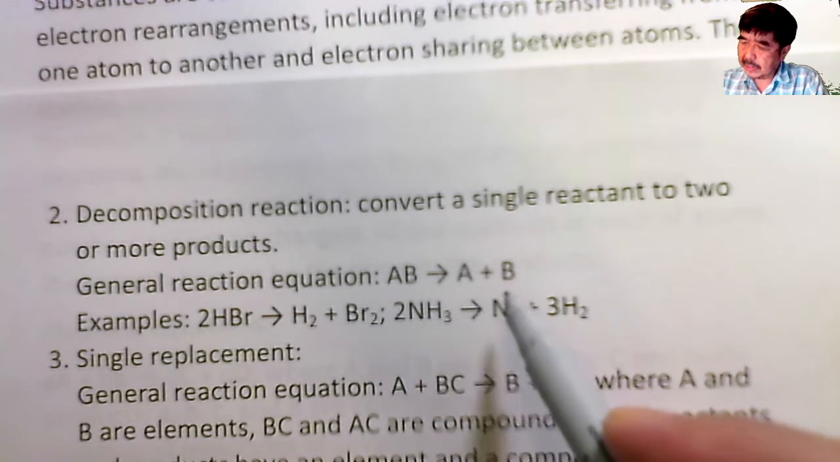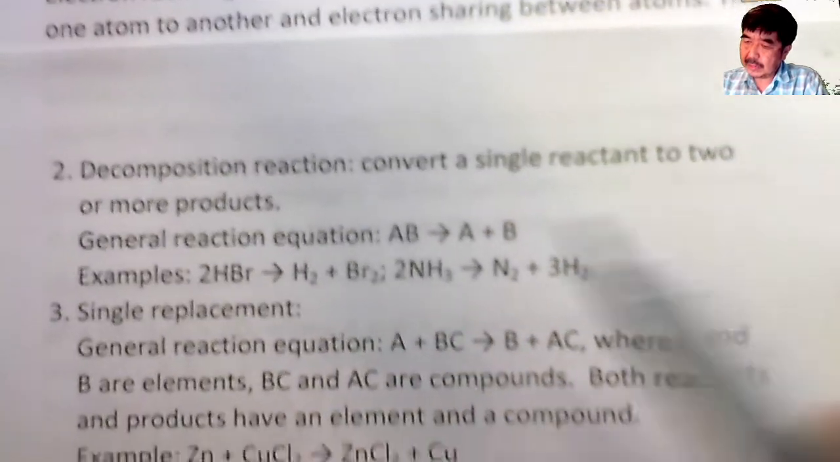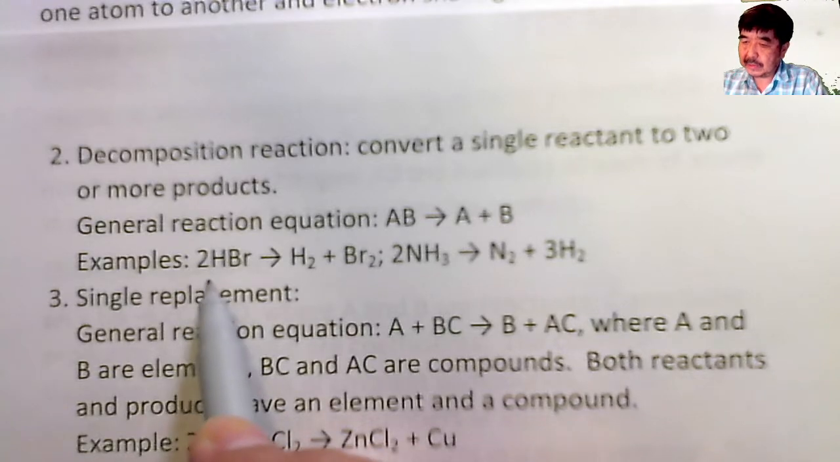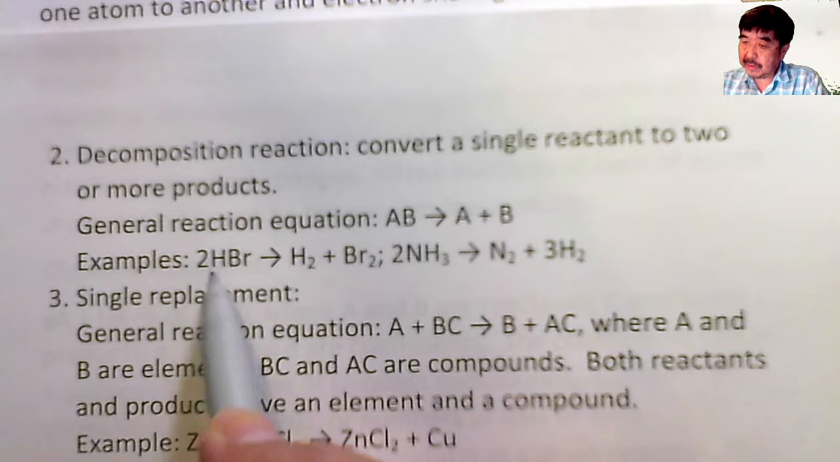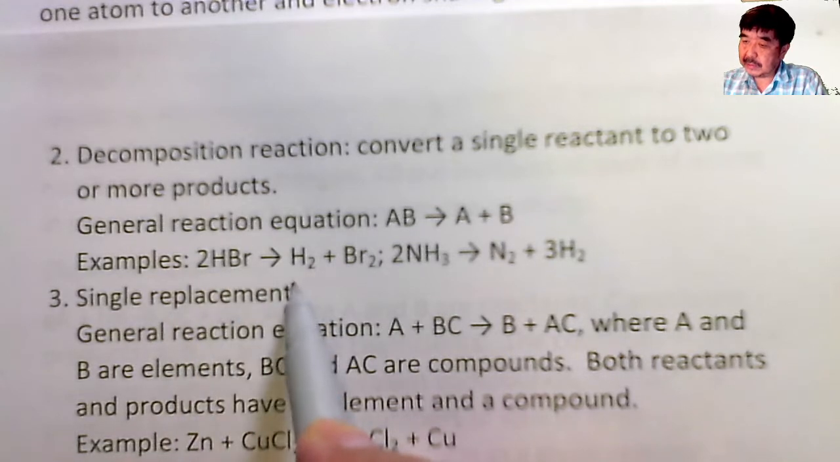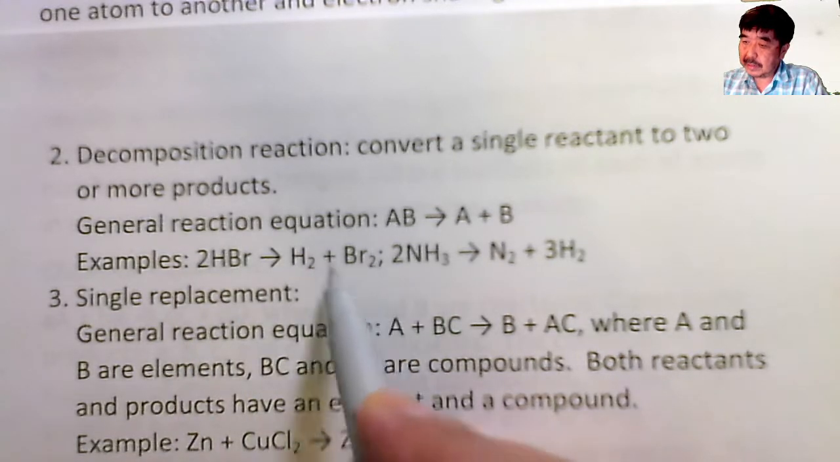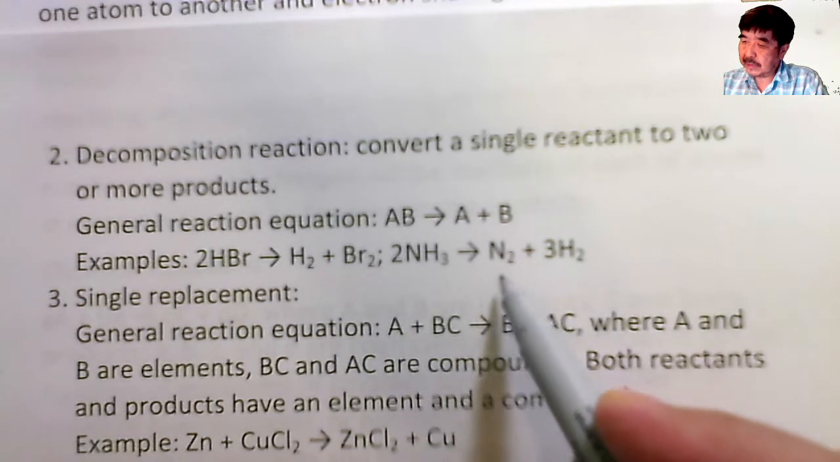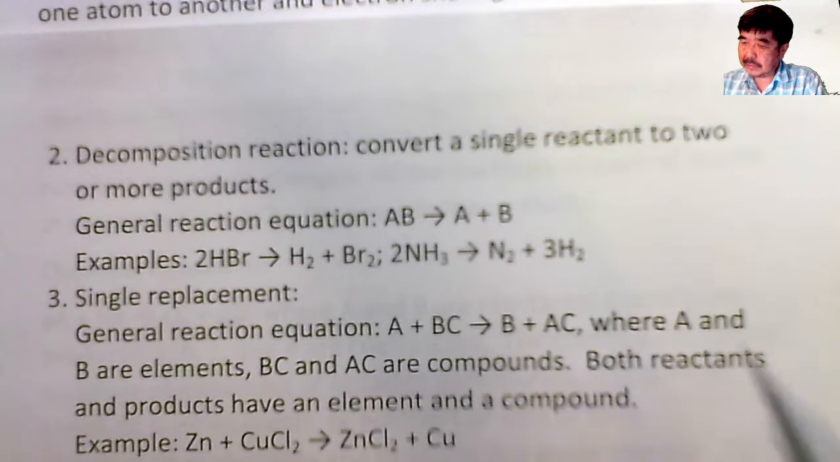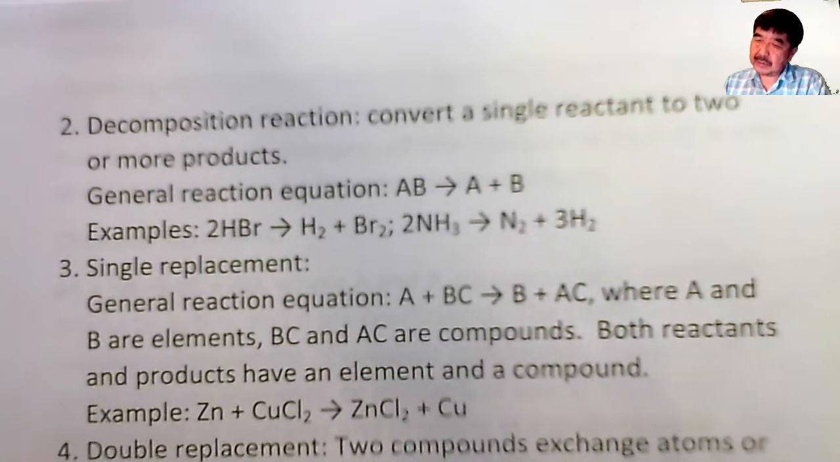becomes A and B. Okay, and the examples here: the first one, hydrogen bromide, 2 hydrogen bromides decompose into hydrogen and bromine, and this is ammonia forming nitrogen and hydrogen. Okay, this is the decomposition.